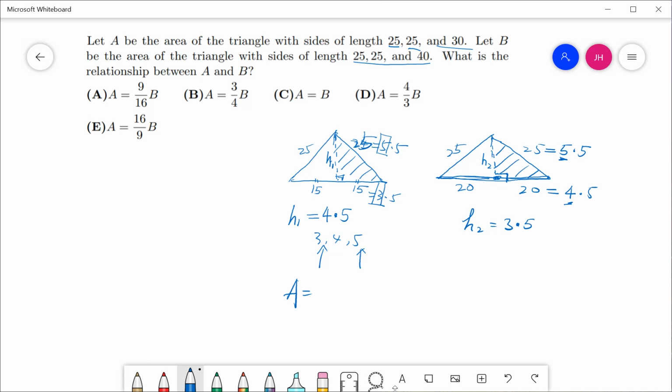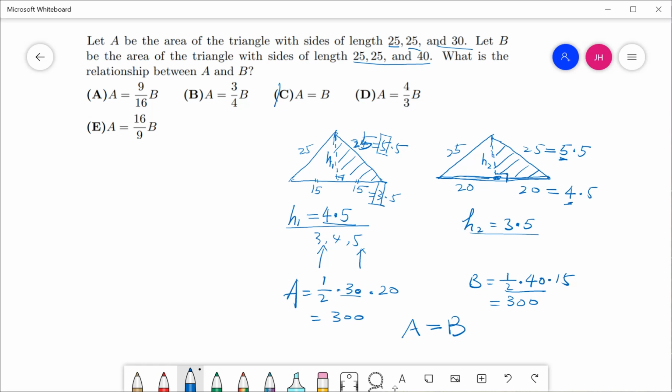So A will just equal a half times 30 times 20. H1 is 20. And that equals 30 times a half of 20, which is 10. That will be 300. And B equals a half times 40 times the height, which is 15. So that's 20 times 15. That's 300. Therefore, A equals B.